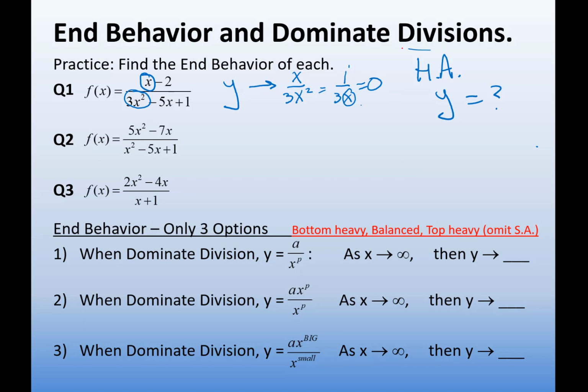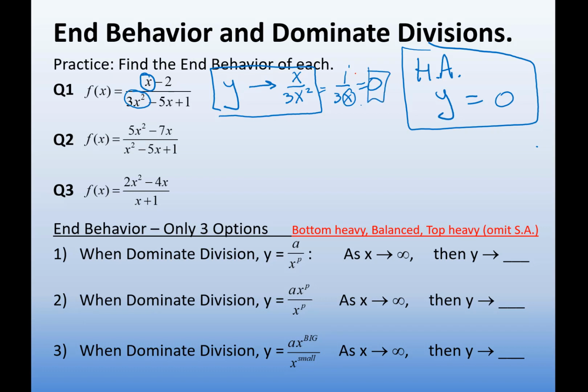So the horizontal asymptote is equal to 0. All you need to do is get this dominant division set up in your mind, or write it down, and then figure out what's the outcome of that division. It's 0.